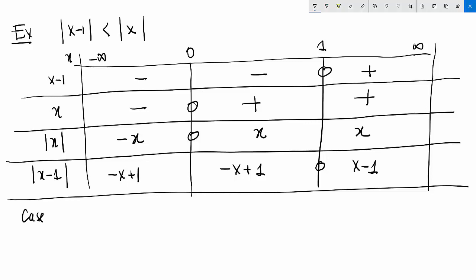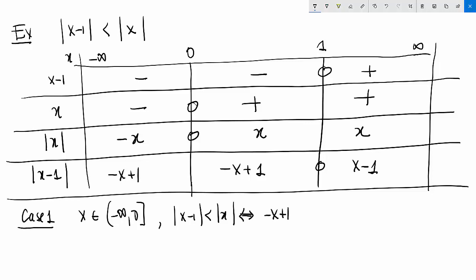So for the first case, case 1, if x is in between negative infinity and 0, then the inequality is equivalent to negative x plus 1 is less than negative x. I'm sorry, this should be negative x here, okay. So if I move the negative x here, then we get 1 is less than 0, which is false. So the inequality has no solution if we assume that x is less than or equal to 0.